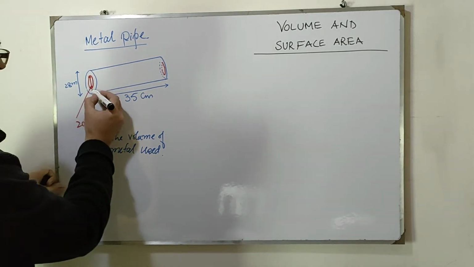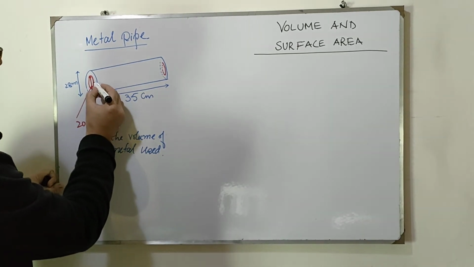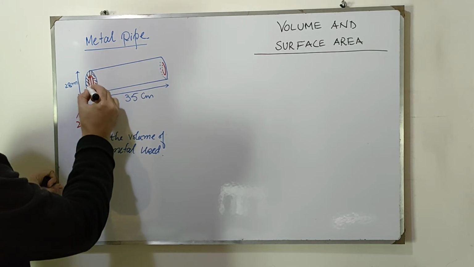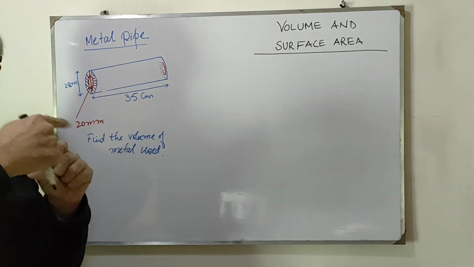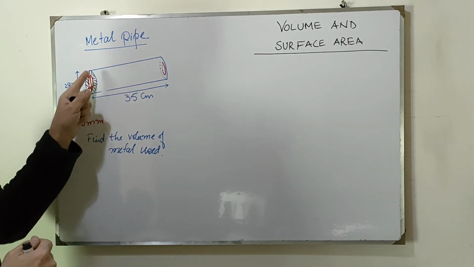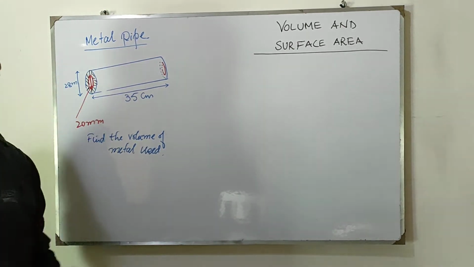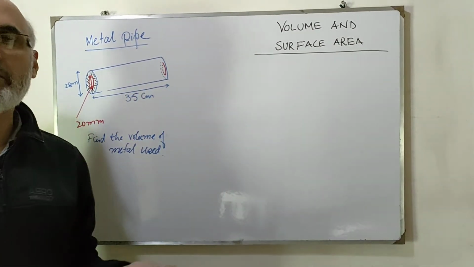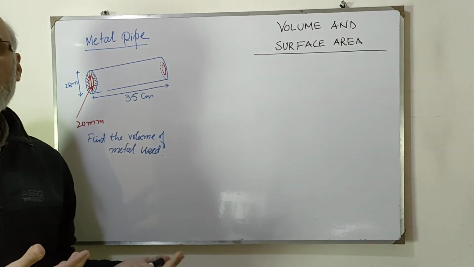So this part is basically the thickness of the pipe, right? It is open. This is the thickness, and the thickness of the pipe and the length of the pipe has taken some metal, and we have to find the volume of that metal.